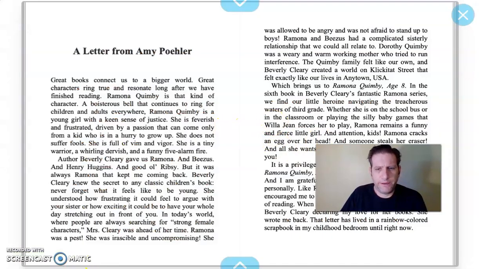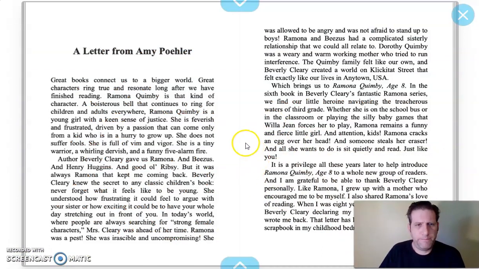And I'll start by reading the letter from Amy Poehler. Great books connect us to a bigger world. Great characters ring true and resonate long after we have finished reading. Ramona Quimby is that kind of character, a boisterous belle that continues to ring for children and adults everywhere. Ramona Quimby is a young girl with a keen sense of justice. She is feverish and frustrated, driven by a passion that can only come from a kid who is in a hurry to grow up. She does not suffer fools. She is full of vim and vigor. She is a very tiny warrior, a whirling dervish, and a funny five-alarm fire.